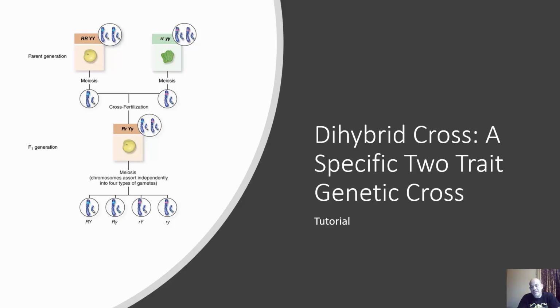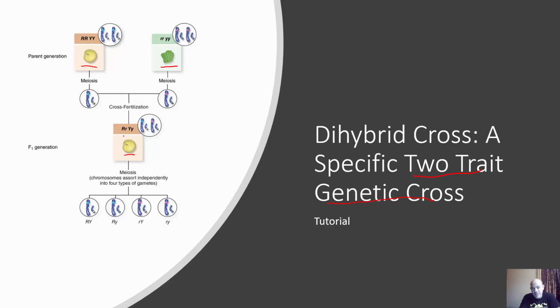So now we're going to be looking, in this tutorial, at dihybrid crosses, which is a specific kind of two-trait genetic cross. And over here we see how we might go about getting a dihybrid. If we start with true breeding yellow and round peas, which are the two traits, the color and the texture, and true breeding green wrinkled, and we genetically cross them, then we're going to get our hybrid here.